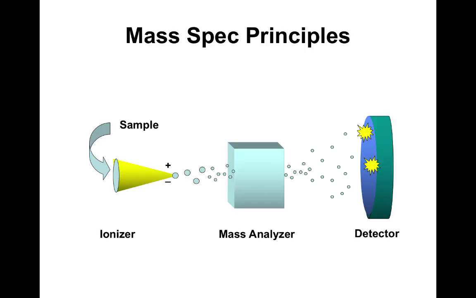So mass specs have very, very similar principles. Typically a sample is put through some kind of ionization system. It charges the molecules. They carry either a positive or a negative charge. They go into a mass analyzer, different types of mass analyzers, and then those ions are detected with a detector.